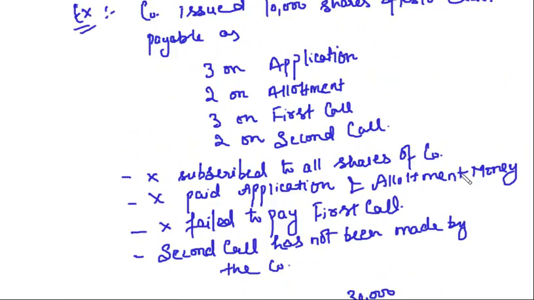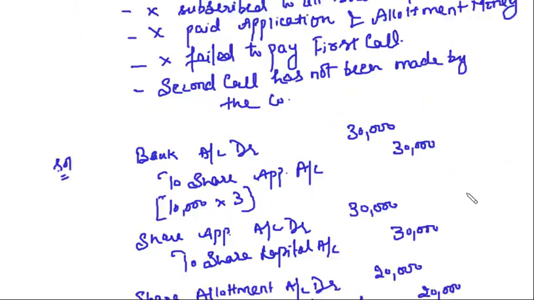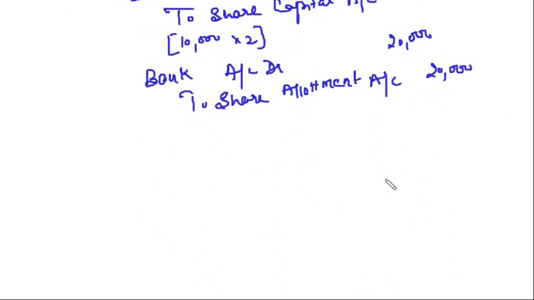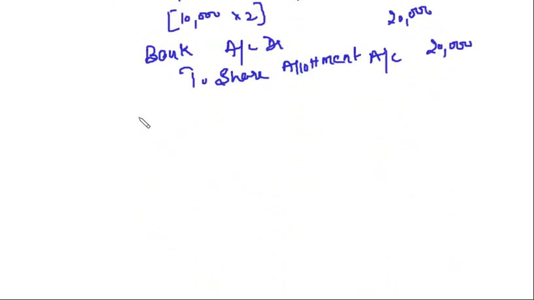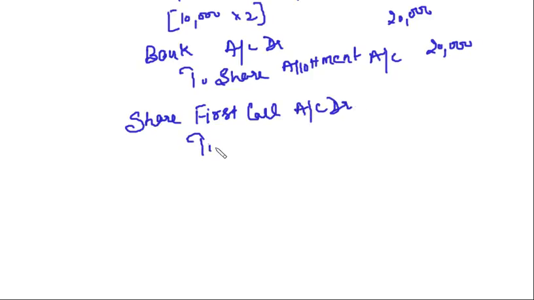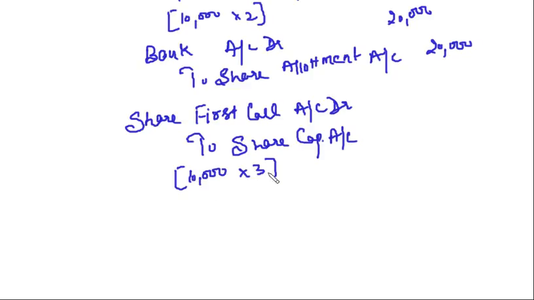Now, what is the amount due on first call? The company has called for the first call. Can you tell me what is the amount due on first call? On 10,000 shares at the rate of rupees 3. And what is the entry when you have to make the amount due for the first call? That is share first call account debit to share capital account. How much? On 10,000 shares multiplied by 3, 30,000.